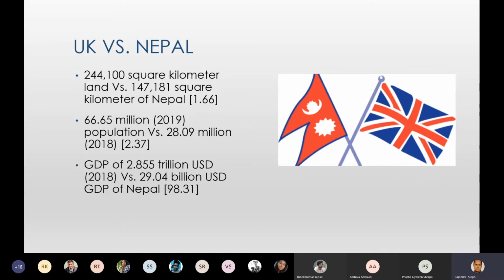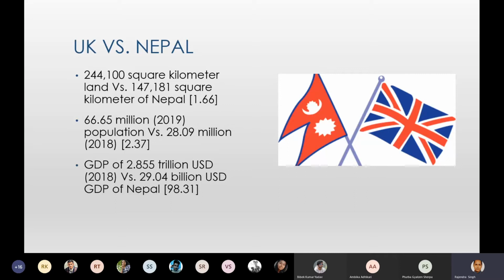All right. Similarly for the population: this counting was done in 2019. The population of the United Kingdom was 66.5 million. During 2018, the population of Nepal was about 28 million. That means the population of the United Kingdom is around 2.37, or 2.4, times that of Nepal. So it's not that huge a difference in population either.